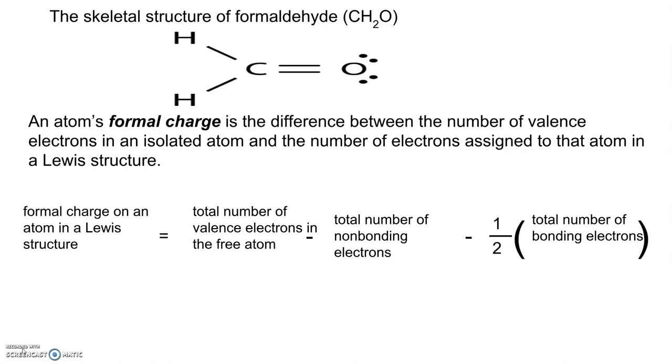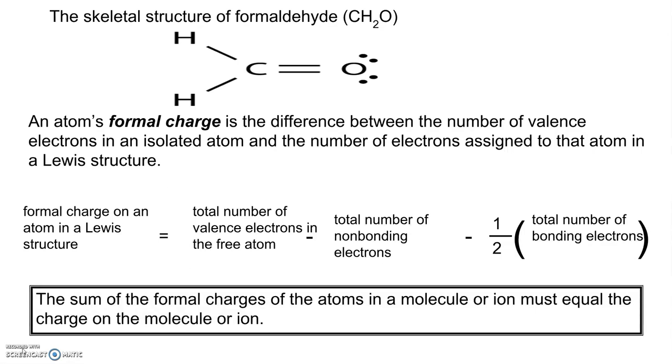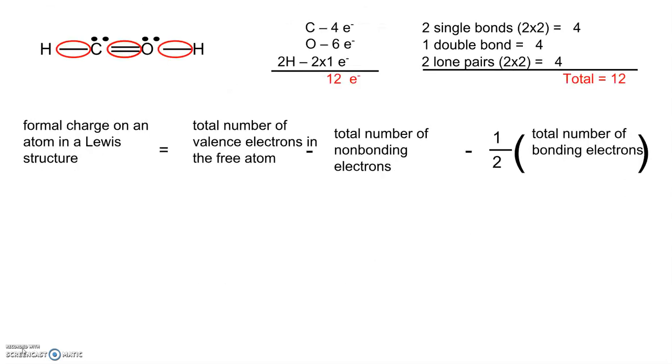It's the difference between the number of valence electrons in an isolated atom and the number of electrons assigned to that atom. Here's the crucial part. If it is a molecule, that sum must equal 0. If it is an ion, such as ammonium, it should equal positive 1. If it's another polyatomic ion, such as nitrate, NO3 negative 1, it must equal negative 1. Let's go through the rest of our example.